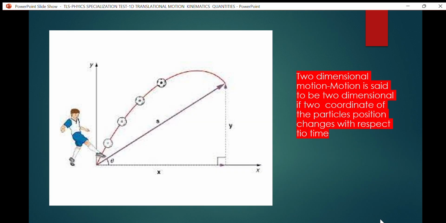Next one is two-dimensional motion. Motion is said to be two-dimensional if two coordinates of the particle's position change with respect to time. If any two coordinates, maybe x and y, or x and z, or y and z, change, then we say the particle is in two-dimensional motion. Examples for two-dimensional motion are circular motion and projectile motion.